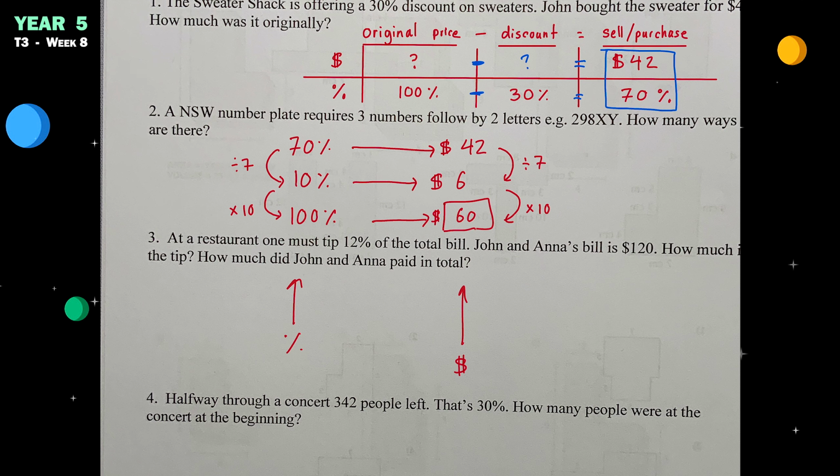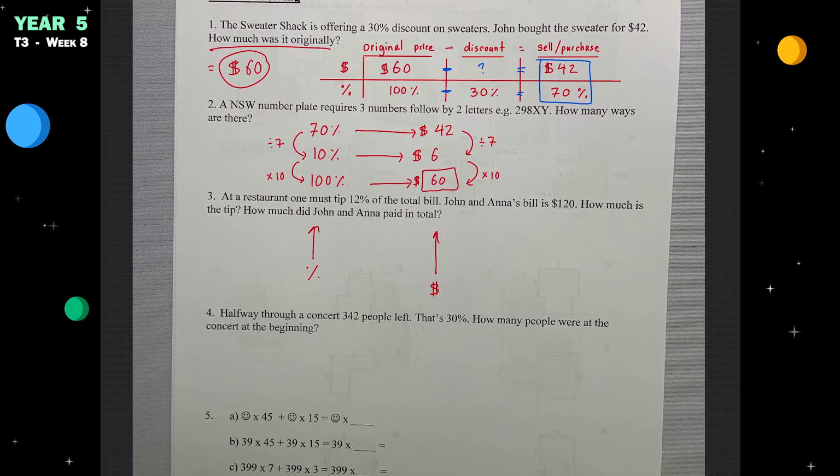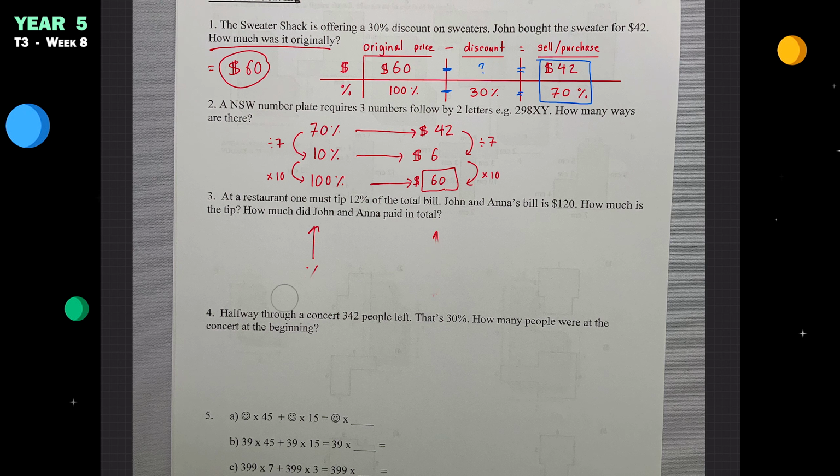So that number must be 60. So originally, we figured out that originally this must be $60. And that's our answer there. Okay, because it asks you how much was it originally, so the answer is $60. And you're done. Alright, I'm gonna write that out. Make some room for the next question.